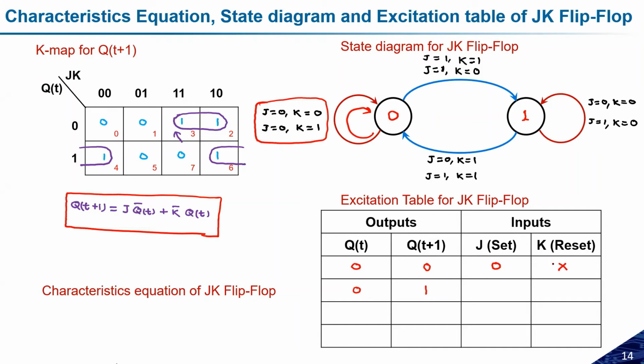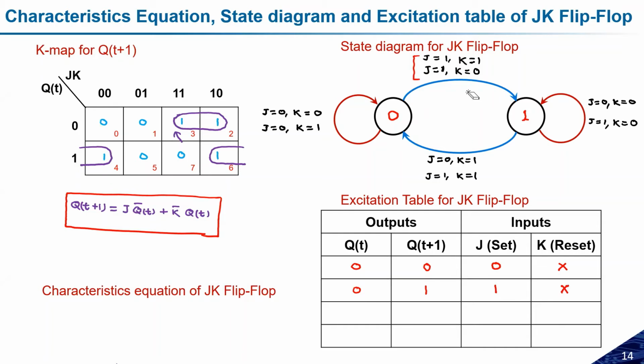Now let us talk about the second case. The second case is qt equal to 0 and qt plus 1 equal to 1. What it means is we are considering this state. If we are considering this state, let us see here: j is going to become 1 for both the possibilities. So j is going to be 1, but k can be anything. So k I need to keep at the don't care state.